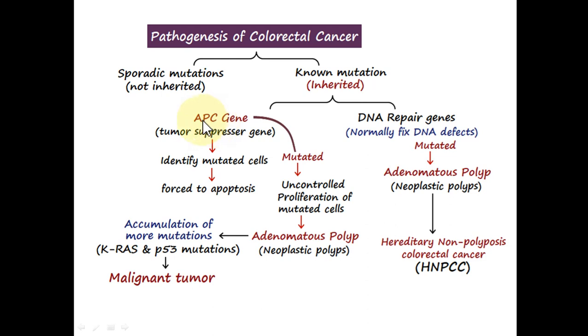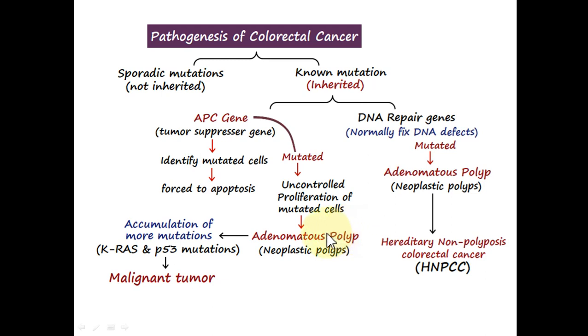But when this adenomatous polyposis coli gene becomes mutated itself, it will not perform its function efficiently, and the cells are not going to undergo apoptotic cell death, and these mutated cells will undergo uncontrolled proliferation. Initially, if only the APC gene is mutated, it will lead to a benign condition which is known as the adenoma of the colon or an adenomatous polyp.